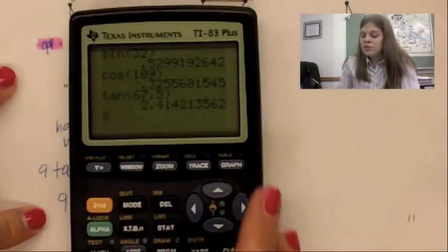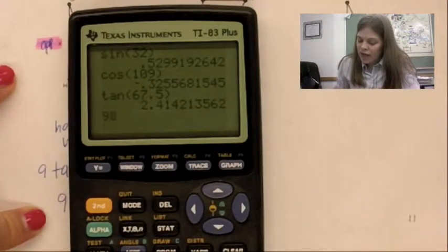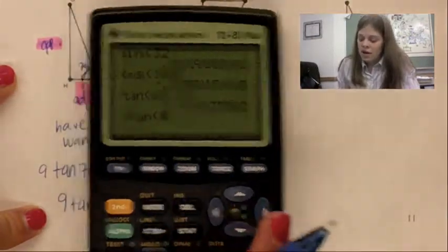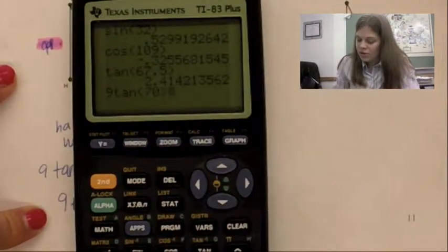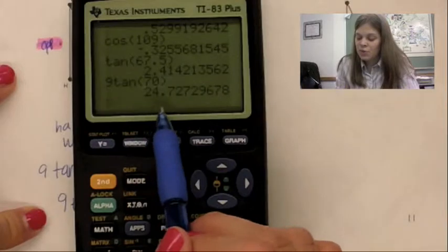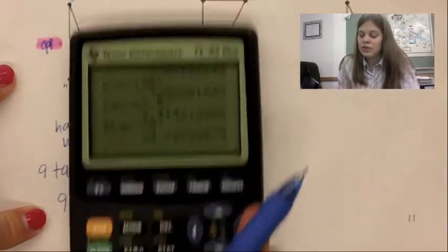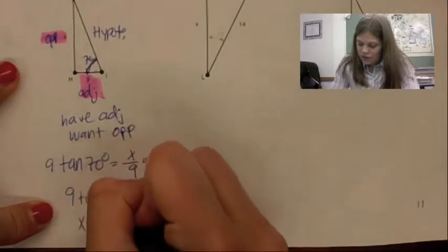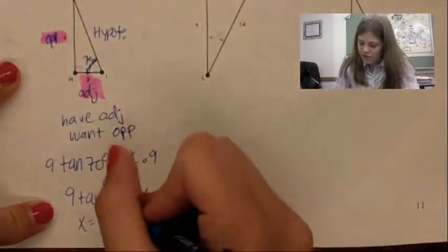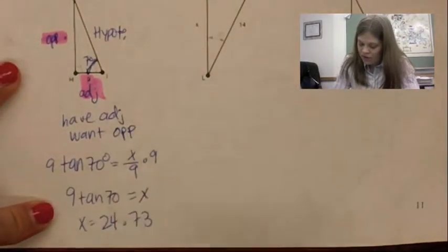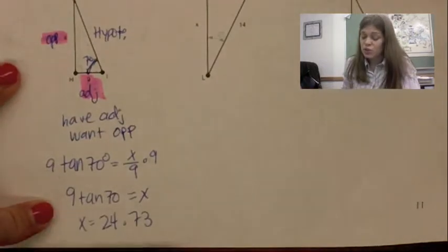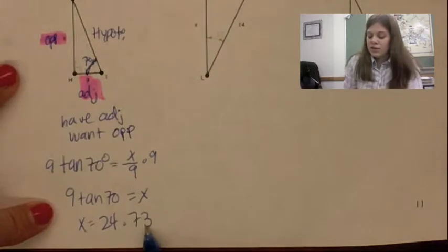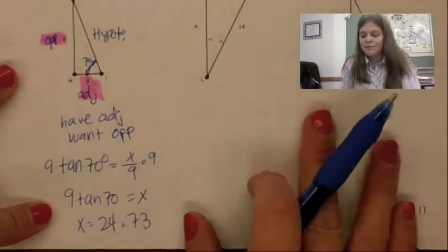So now I just put this in my calculator. So if I do 9 tangent, and you can put a multiply sign, you don't have to, and then our angle of 70 degrees. And I get 24.727. So x is, we're rounding to 2 decimals, so 24.73, because it was 727, so since the 7 is bigger than 5, I'm going to round up the 2 to a 3. Okay?